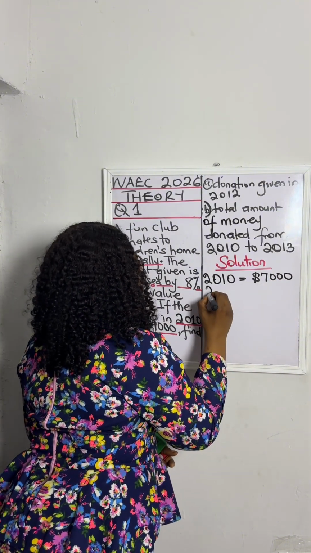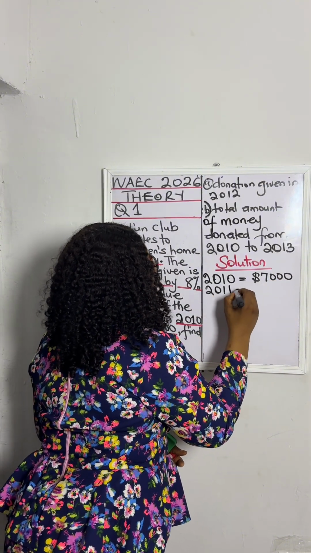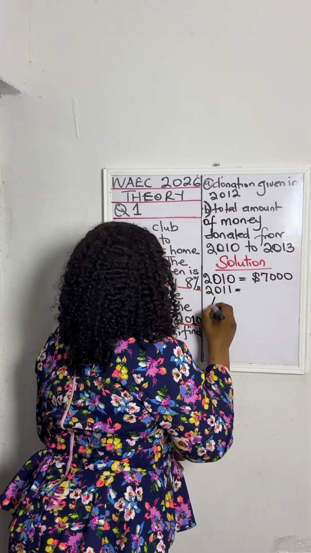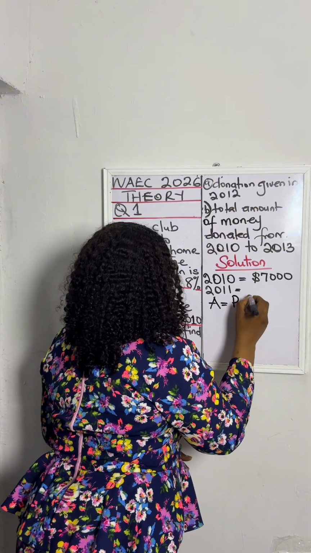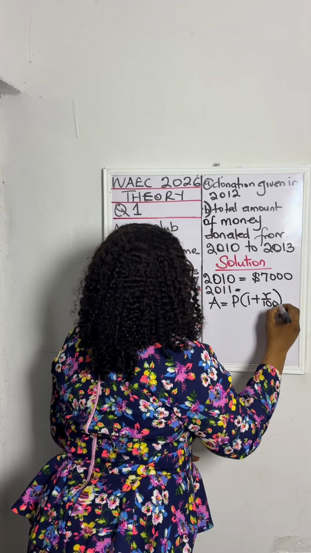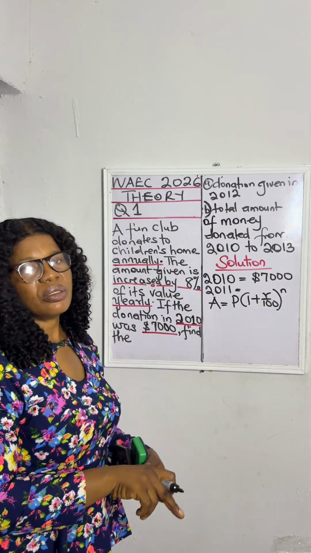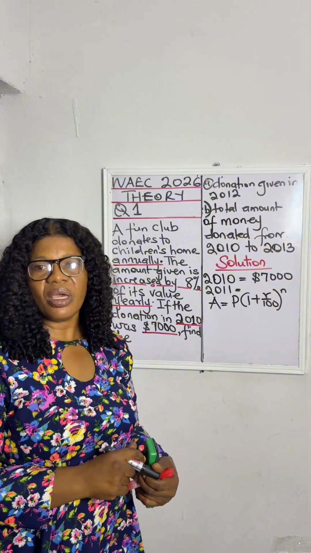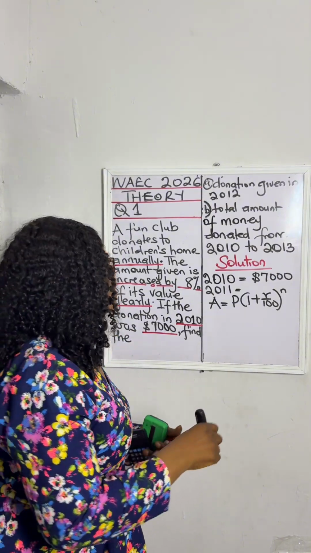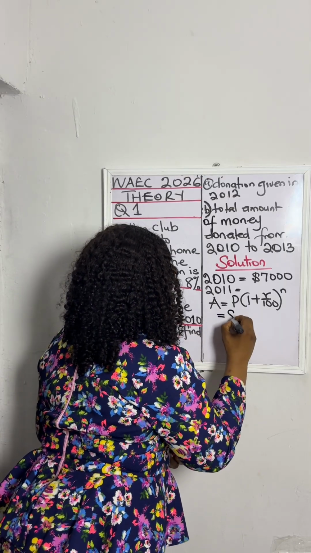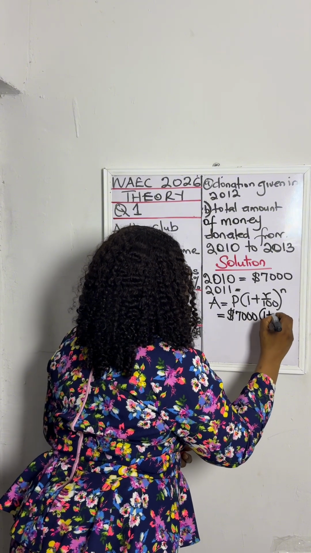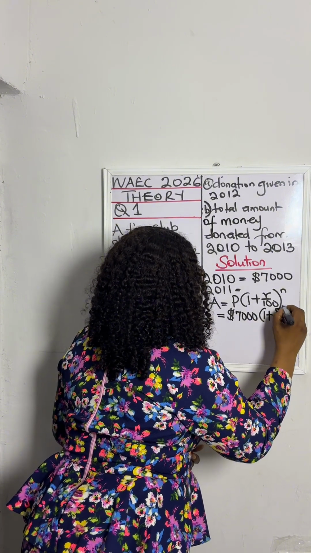To find out the amount paid out in 2011, we will be using this 7,000 as our starting principal. So how do we calculate the amount? We use the formula principal, open bracket, 1 plus R over 100 raised to the power of n. Our n is the number of years. Our n for every year will be 1 because the calculation is done annually. Now let's input our values. This will give us $7,000 bracket 1 plus 8 over 100 raised to the power of 1.